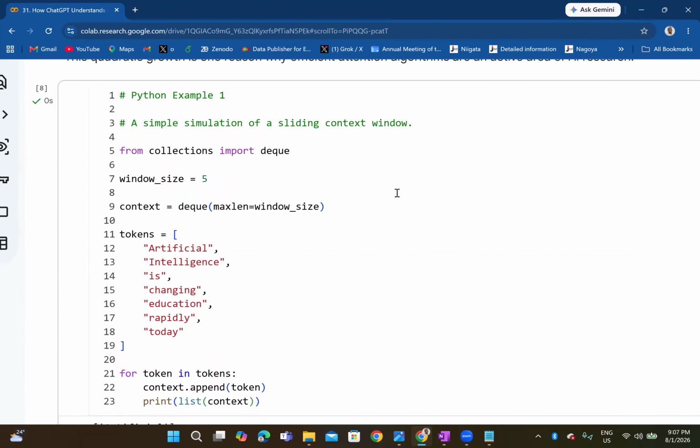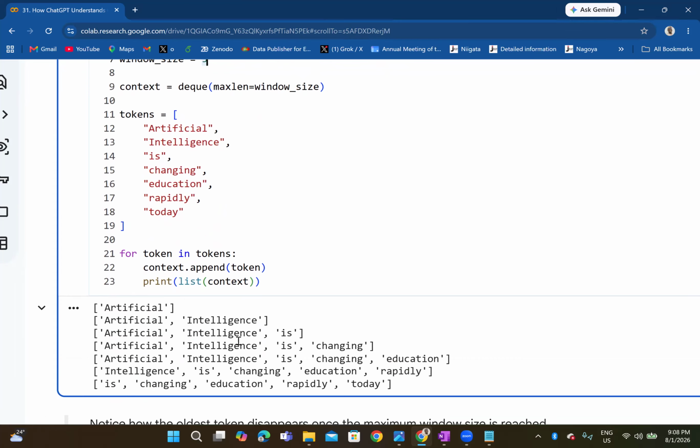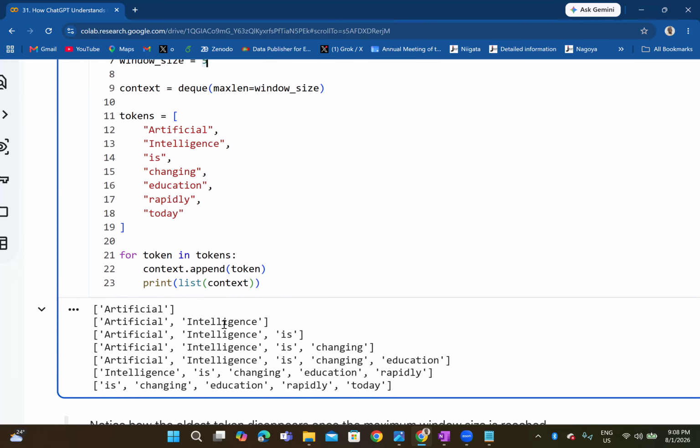Imagine this Python example, a simple simulation of a sliding context window. From collections, import deque. If you have a window size of 5, the context deque has maxlen equal to the window size. So you can only have 5 tokens in your window. The tokens are: artificial, intelligence, is, changing, education, rapidly, today. For each token in these tokens, you get the context and append the new token.